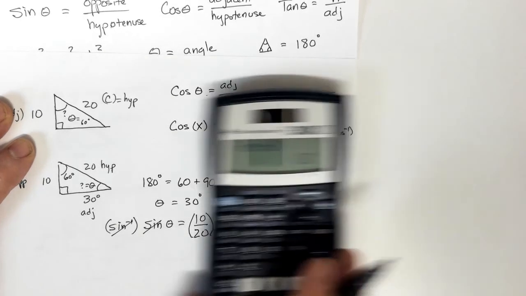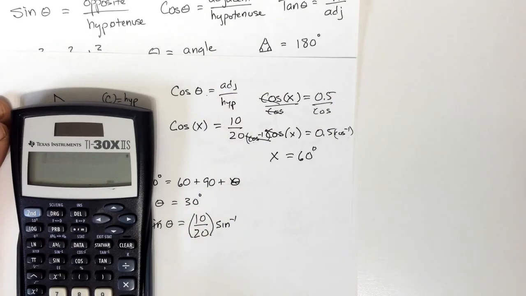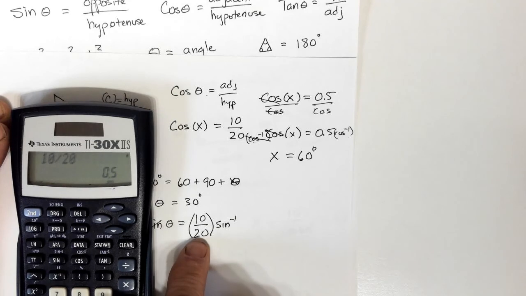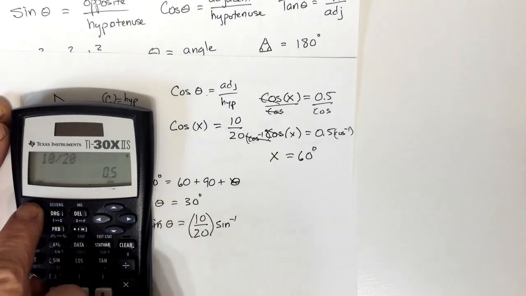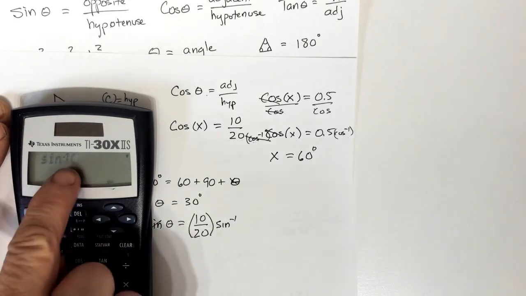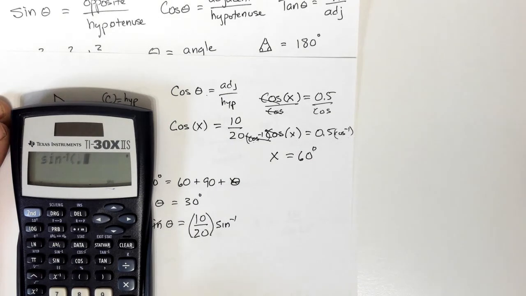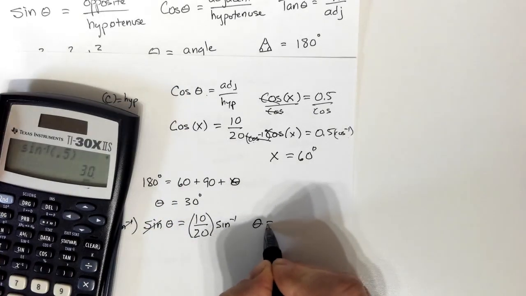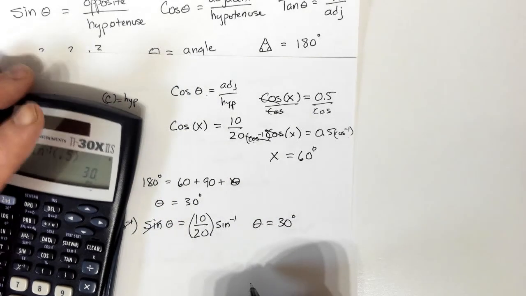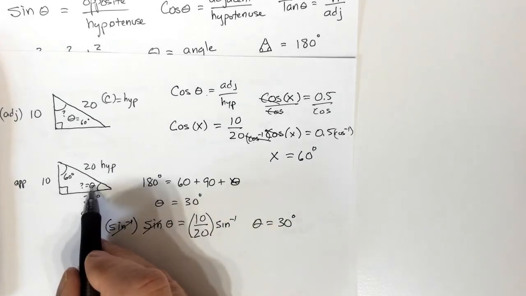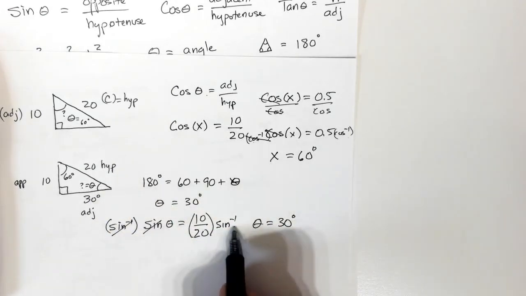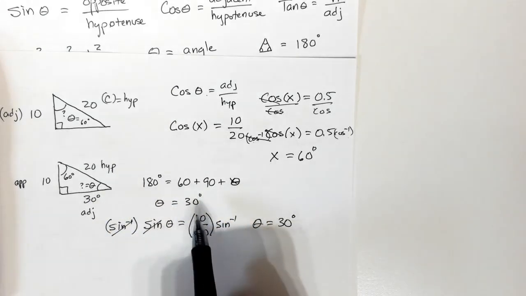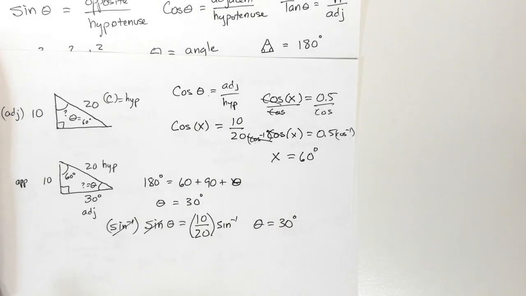So I'm going to simply go 10 divided by 20 equals, there's that number, and then I want to take the inverse sine, so I go shift sine, there it is, and I had 0.5, close the bracket, and it gives me an answer of 30 degrees. So theta equals 30 degrees. So I just found the same angle a different way, but using a sine function. So you have multiple options on how you want to solve things, okay?